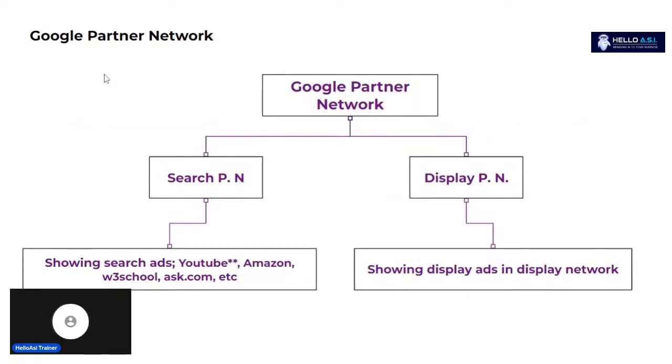Also, Google Partner Network. There are two types of Google Partner Network. One is the Search Partner Network and one is the Display Partner Network. Here are the names. The Search Partner Network includes YouTube, Amazon, W3Schools, Ask.com, etc. These are the partner networks, and also the Display Network. When we show products or product information, all the ads information, that is the Display Network. Like this is the Display Network, where we are showing the information.